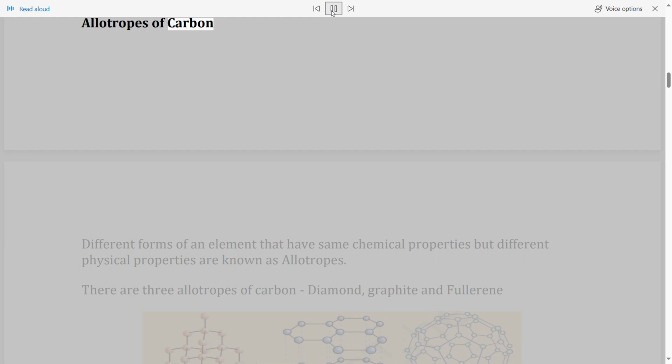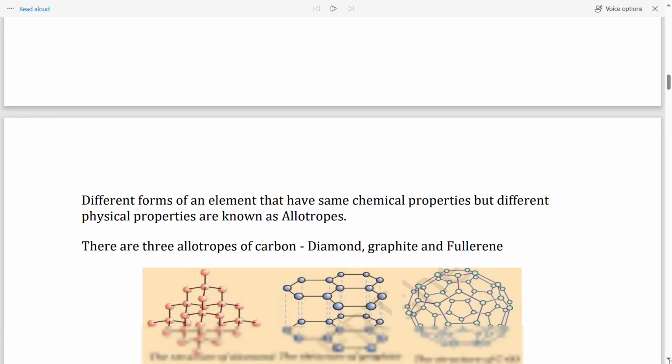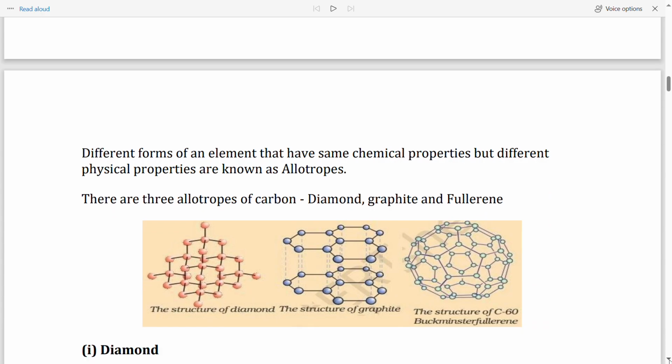Allotropes of carbon. Different forms of an element that have same chemical properties but different physical properties are known as allotropes. There are 3 allotropes of carbon: diamond, graphite and fullerene.